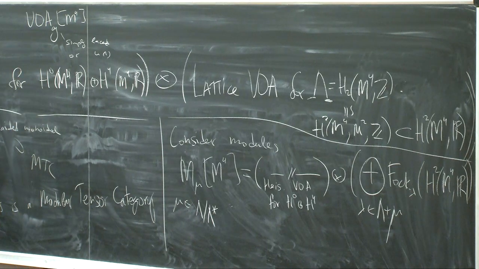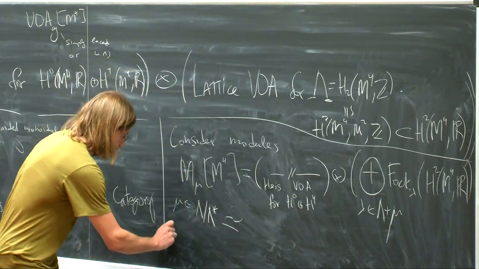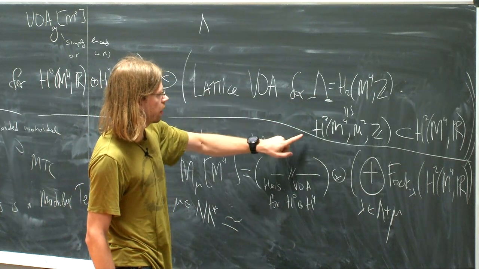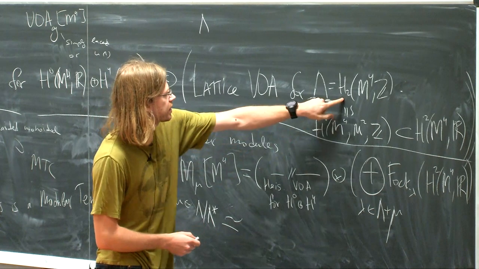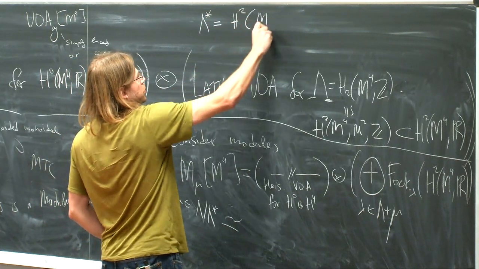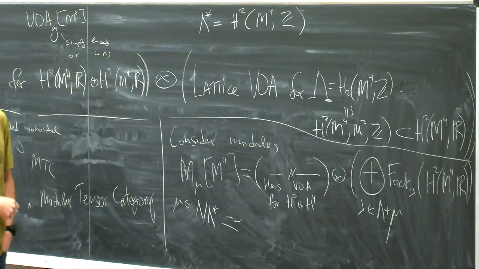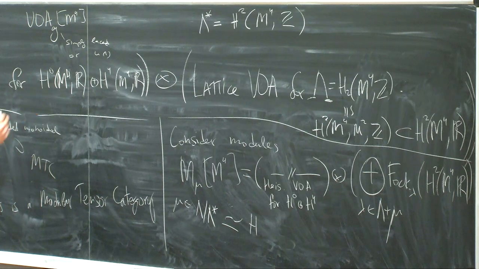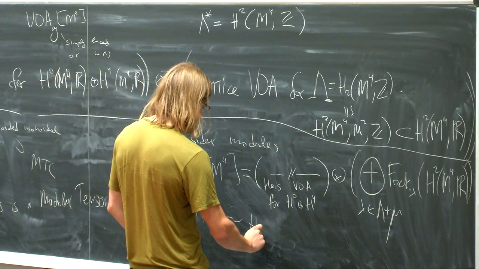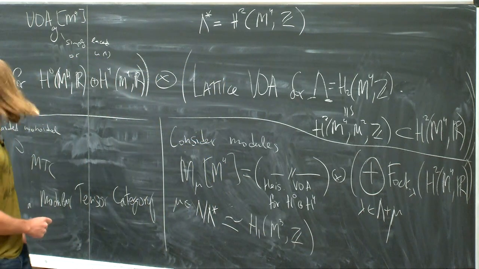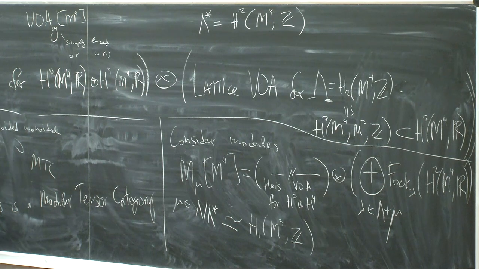So essentially, here I take a vacuum module, and here I take a module of this lattice VOA. Since we know that lambda can be defined with the second cohomology lattice, and lambda star can then be identified with just H2 and 4 with integer coefficients. Their quotient, from the long exact sequence of the relative cohomologies, you can see is the same as H1 of M3, the boundary of my four manifold, which is a three manifold.